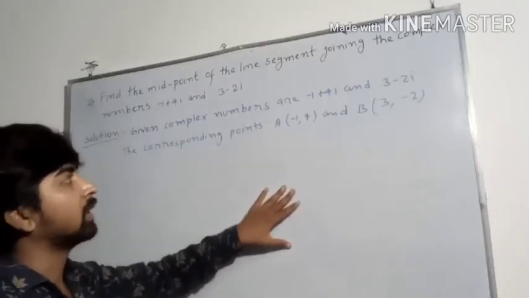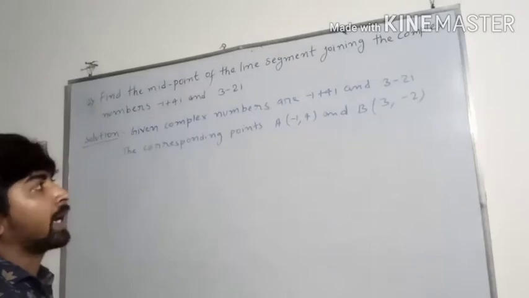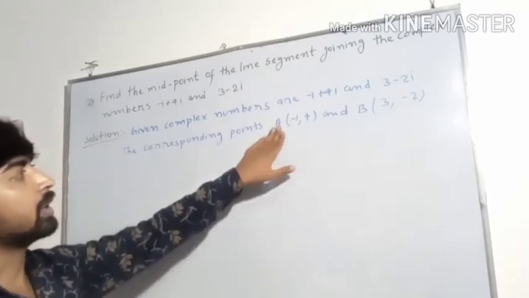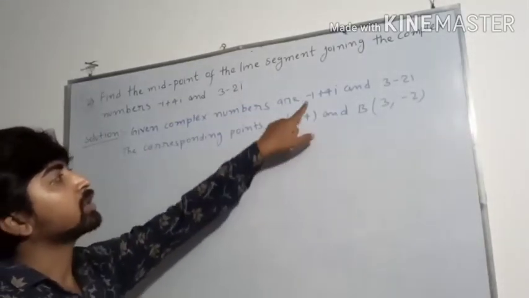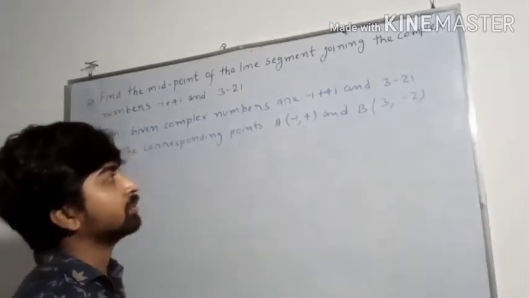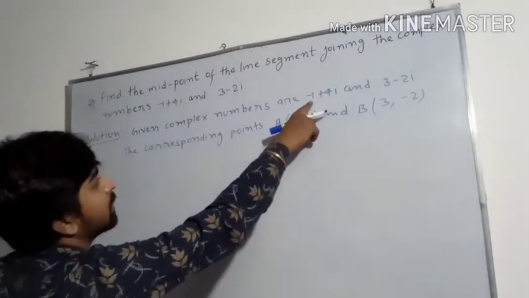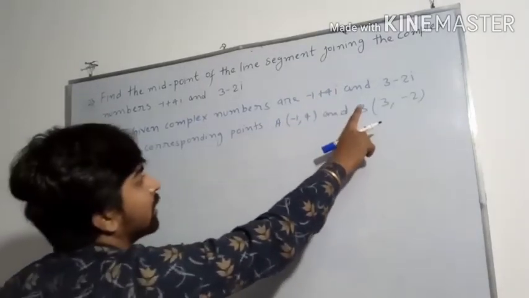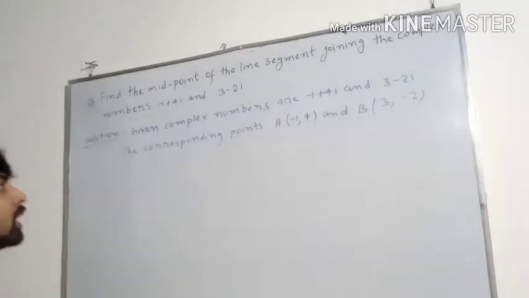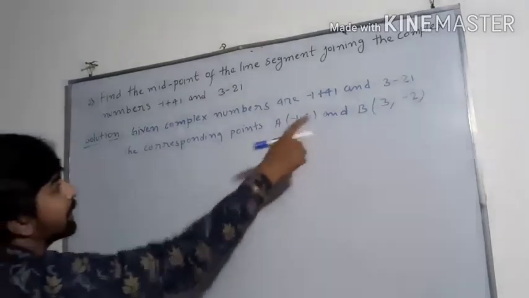Corresponding to the given complex number, we take the real part as the x coordinate and the imaginary part as the y coordinate. So the coordinate of point A we have taken is (-1, 4), and the coordinate of point B is (3, -2). (-1, 4) corresponds to the complex number minus 1 plus 4i, and the coordinate of B (3, -2) corresponds to the complex number 3 minus 2i. So let us find the midpoint of the line segment joining the two points.